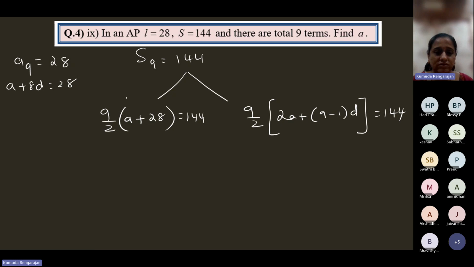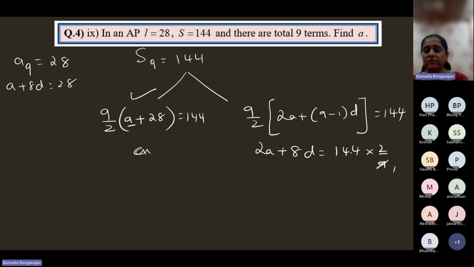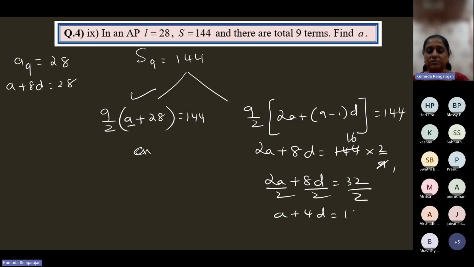When you do it like this, you are able to find the value of a straight away because there's only one unknown, a. So you can work this and find the value of a. When you use this one, you get a linear equation in a and d. So you get 9 by 2 of 2a plus 8d is equal to 144. 9 by 2 becomes 2 by 9. 9 ones are 9, 16 times. So you get an equation like 2a plus 8d is equal to 32. And on dividing by 2 throughout, you get a plus 4d is equal to 16.